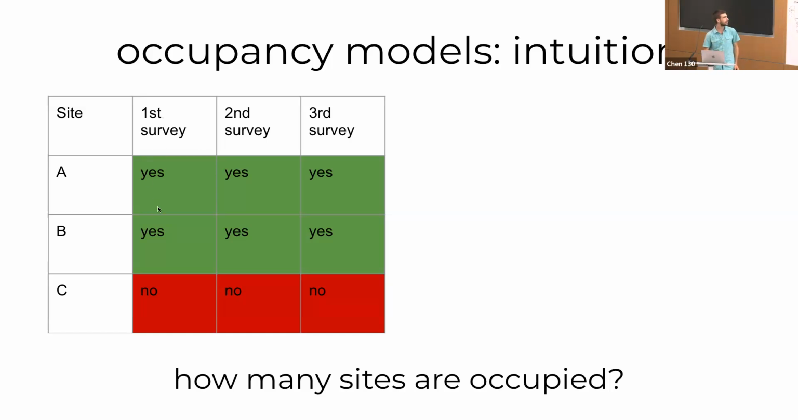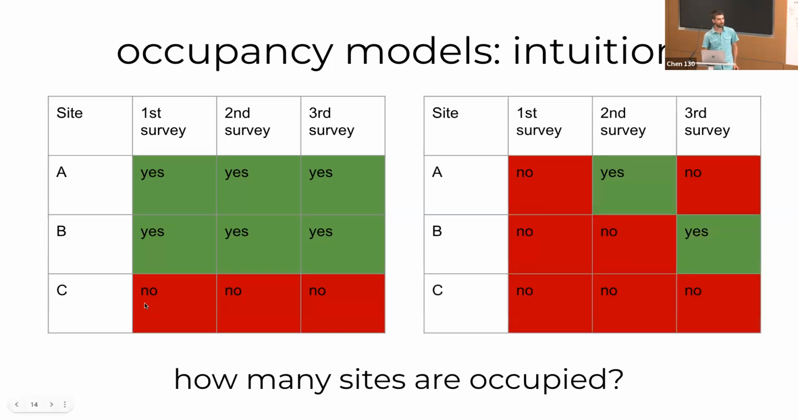So maybe you go to 3 sites and you detect it 3 times in a row at site A, 3 times in a row at site B, and none at site C. So intuitively, if we had to guess how many sites are occupied here, we would say 2, right? These 2 sites are occupied because I detected it, and this one is not occupied, I never saw it, right? But you can imagine a slightly different scenario.